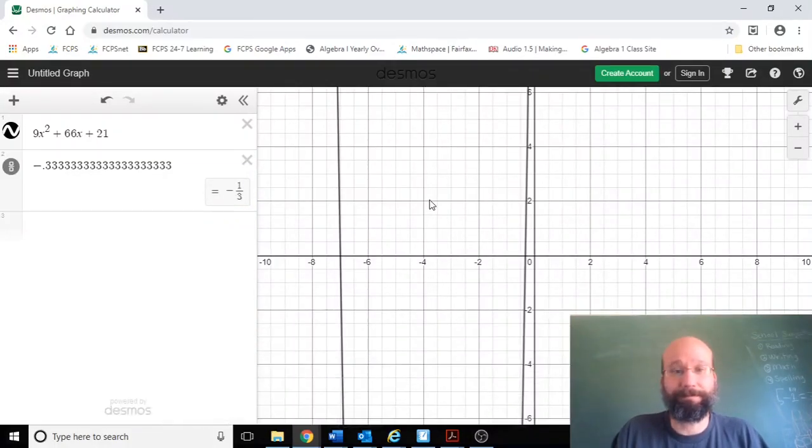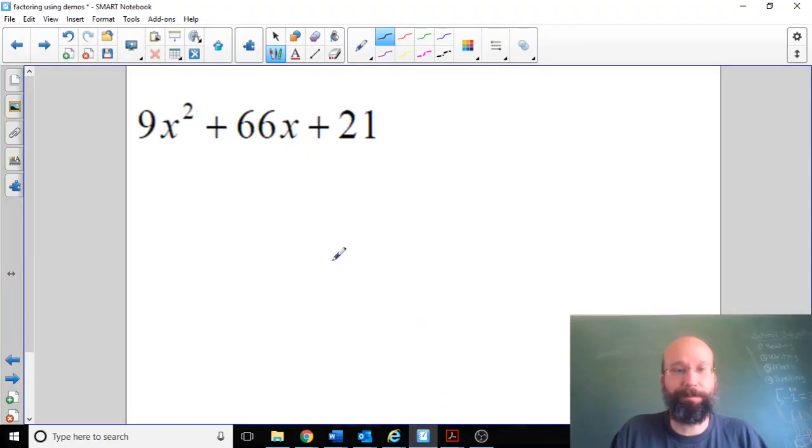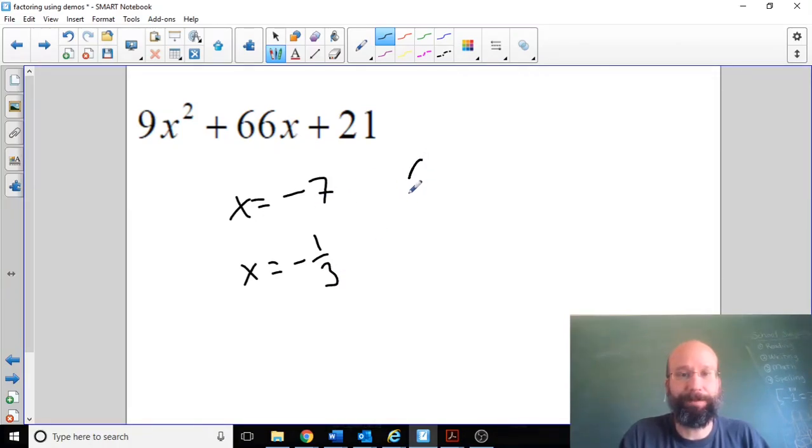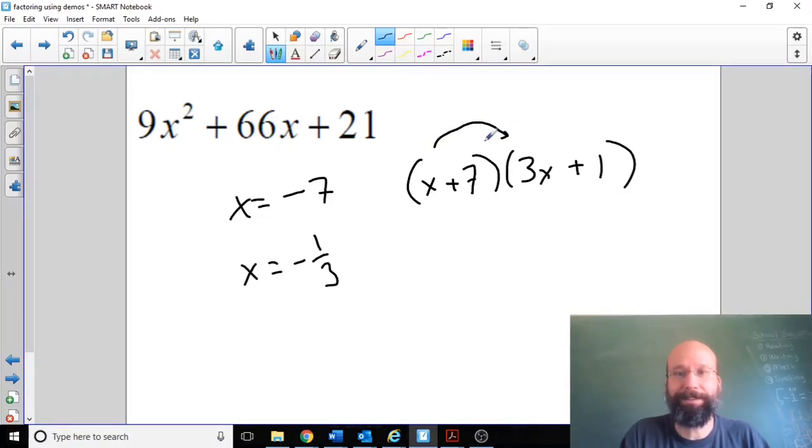For this one, we know that our zeros are x equals -7 and x equals -1/3. So I go back here. This would be x plus 7, because I changed the sign to positive. And this would be 3x plus 1, because the bottom number goes in front of the x, and I changed the sign to +1. And again, remember, if you're using Desmos and not using math, you need to multiply these two together.